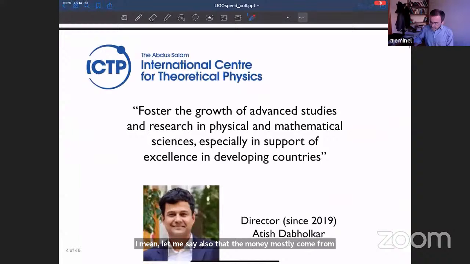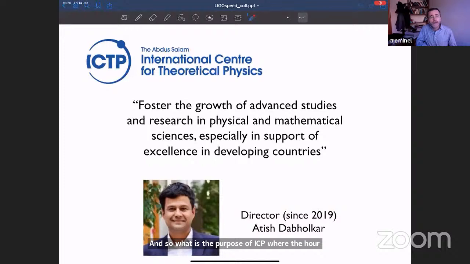Well, our motto, if you want, is this sentence: to foster the growth of advanced studies and research in physical and mathematical sciences, especially in support of excellence in developing countries. Okay, and I will explain a bit what we do. Let me also say that the director nowadays is Atish Dabholkar, a string theorist from India originally, and he has been the director of ICTP since 2018.